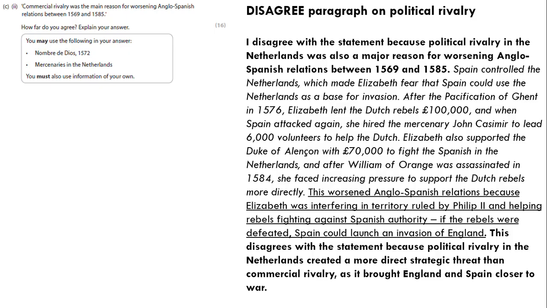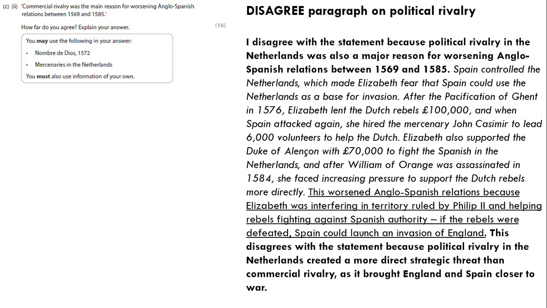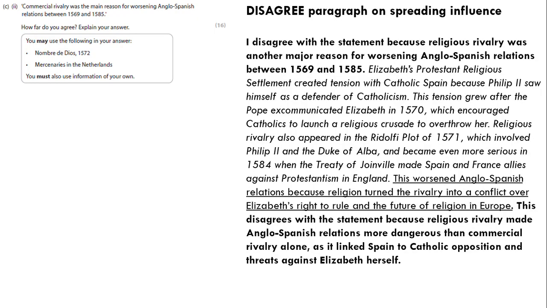So this one is arguing that the political rivalry is the main reason that England and Spain are closer to war compared to the commercial rivalry, because it could lead to a Spanish invasion of England, unlike the commercial rivalry. Finally, not on spreading influence here, but of course on religious rivalry. I disagree with the statement because religious rivalry was another major reason for worsening Anglo-Spanish relations between 1569 and 1585.